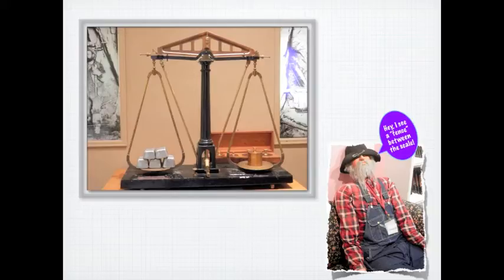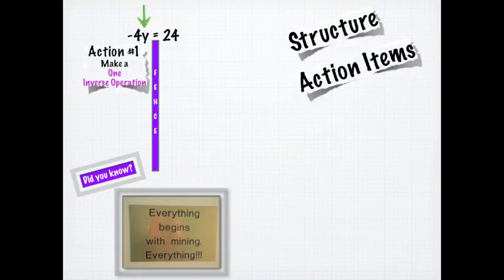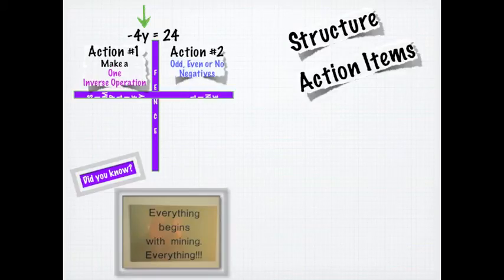Alright, let's review the structure and action items. Watch and listen carefully to these steps. When you see a variable being multiplied to a number, draw a fence. Next, you're going to do action item number 1. On the variable side, make a 1 by dividing, which is the inverse operation. Next, draw a simplify line and do action item number 2 by simplifying using the division integer rules.